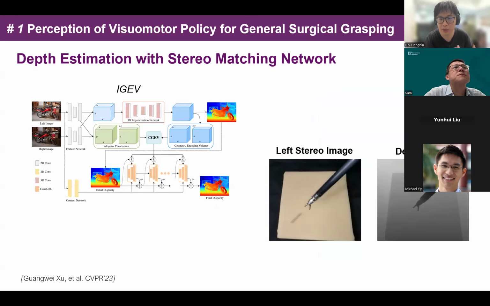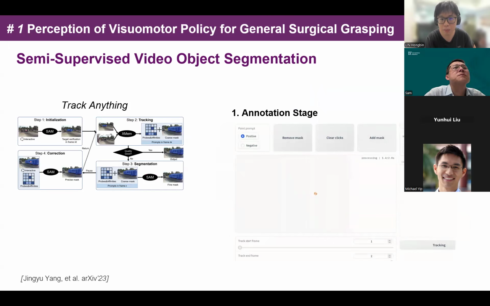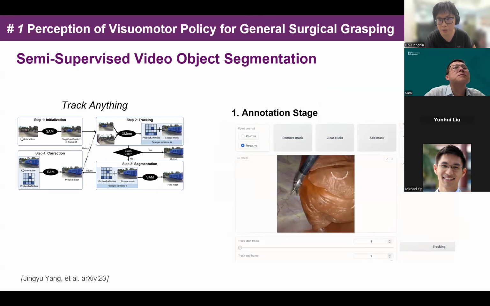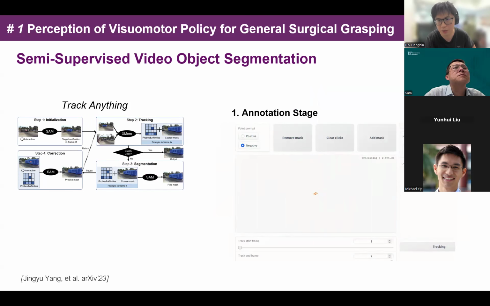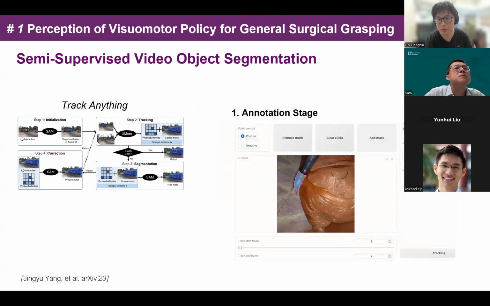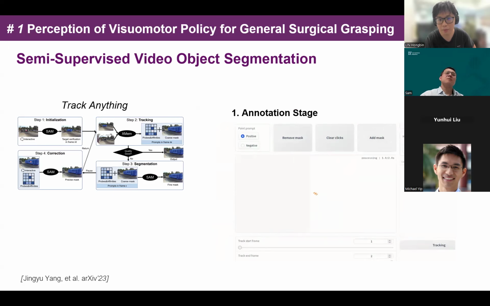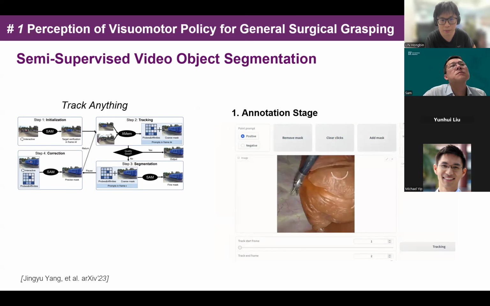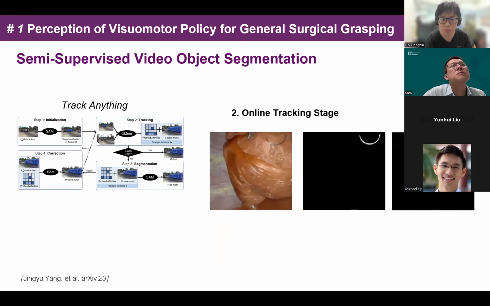For depth estimation, we use a SOTA method called IGEV, which infers the depth image from the stereo image with the pre-trained model. For mask segmentation, we use a SOTA semi-supervised video object segmentation method called Track Anything. The method includes two stages. We annotate the mask, which can be created via a few point prompts. The second stage is the online tracking. Given the annotation, the model can track the object mask automatically, so it is robust to occlusion and out-of-frame cases.